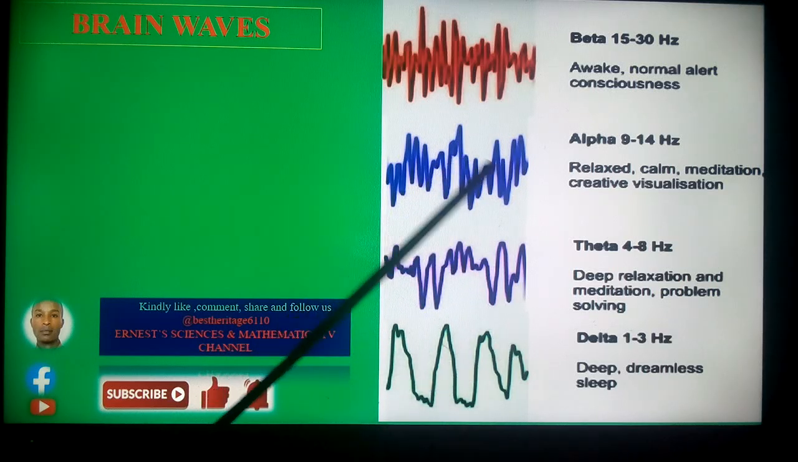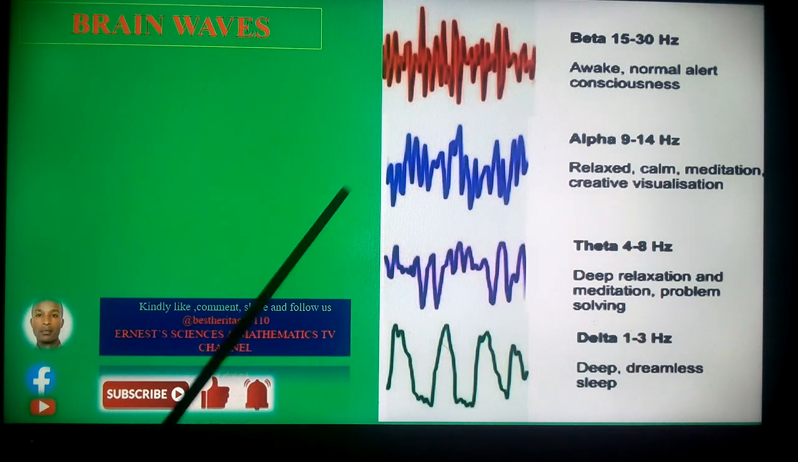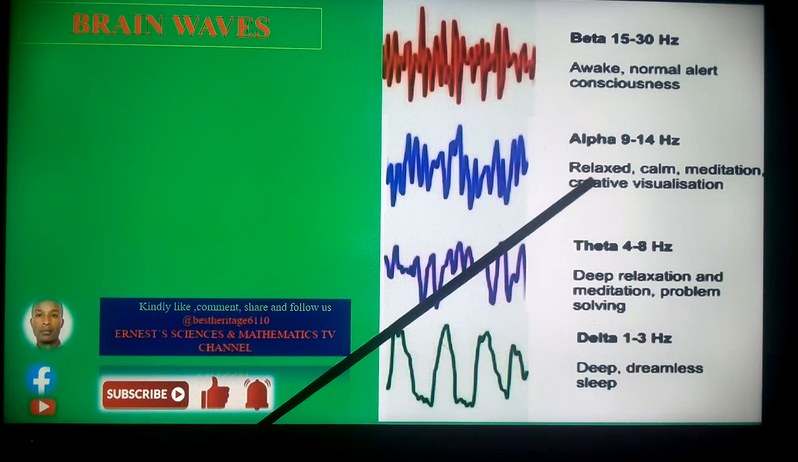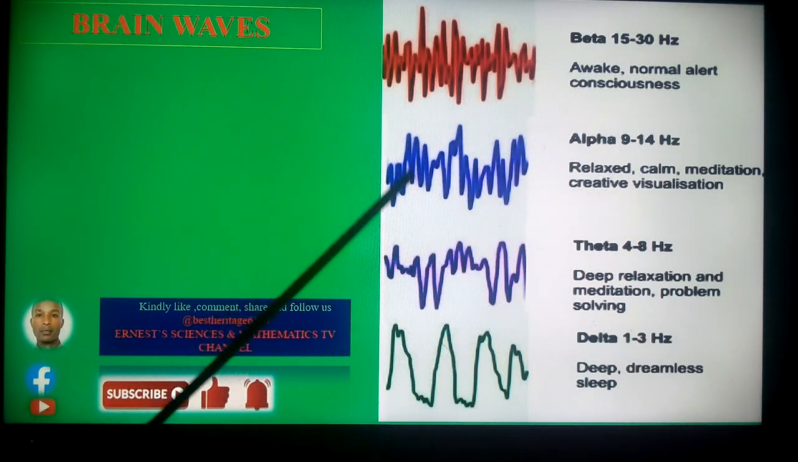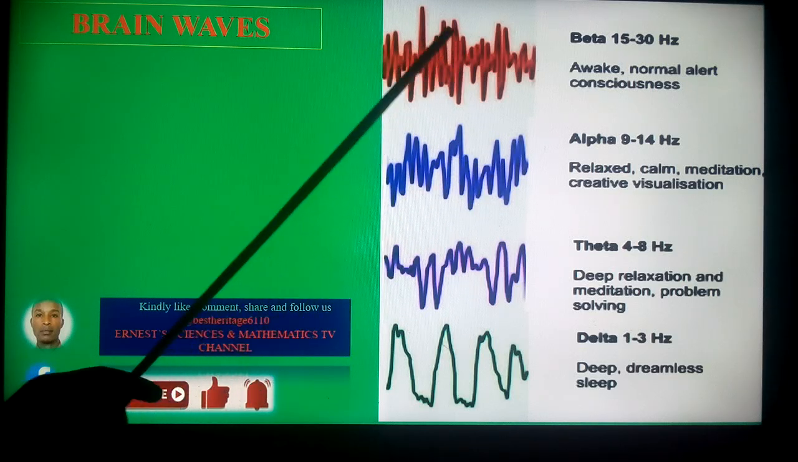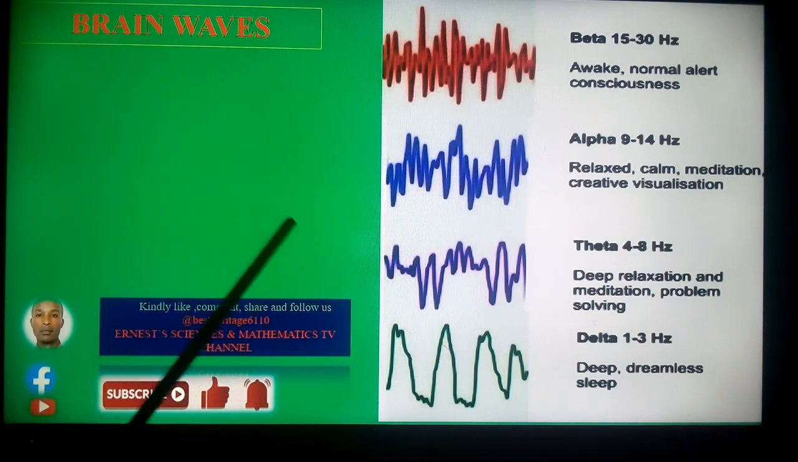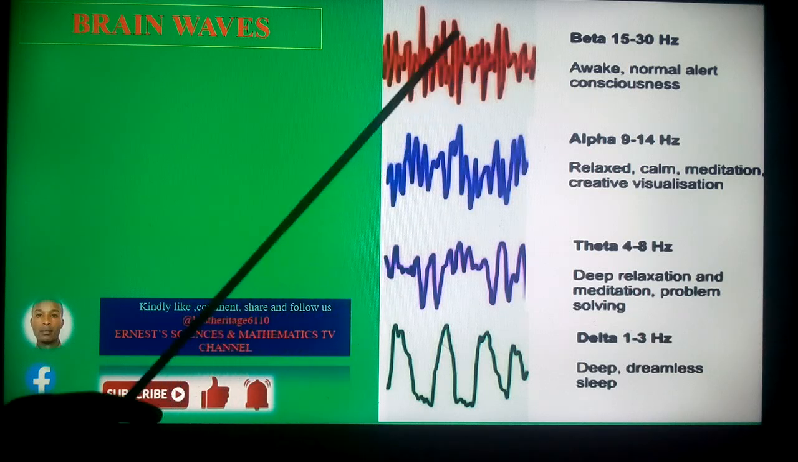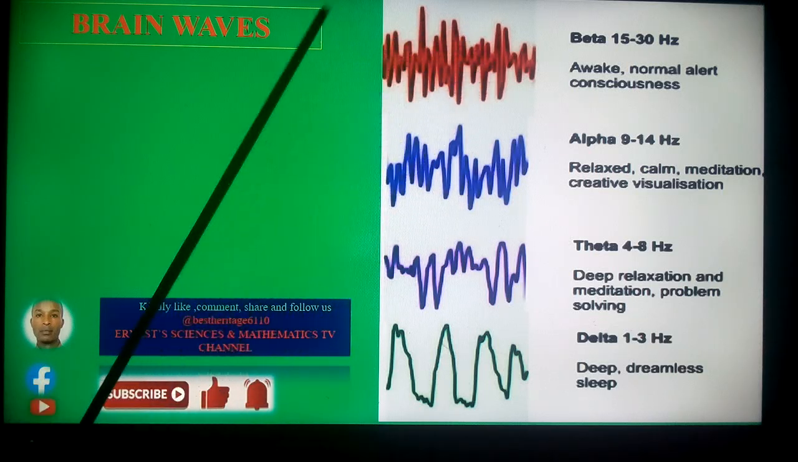The display for the alpha waves, which shows meditation, creativity visualization, or a relaxed mood, is going to be shown using this specific signal of the brain. And then lastly, for an individual who has normal alertness, is conscious or awake, this specific activity is going to be displayed in this order.